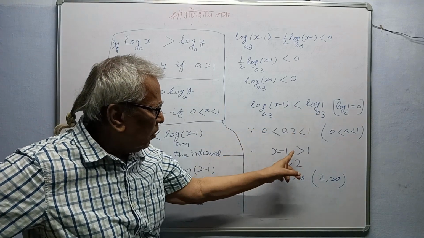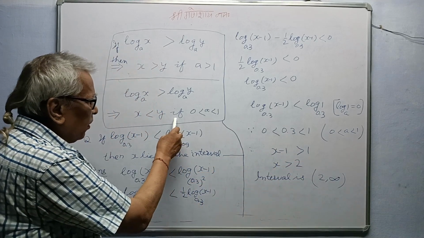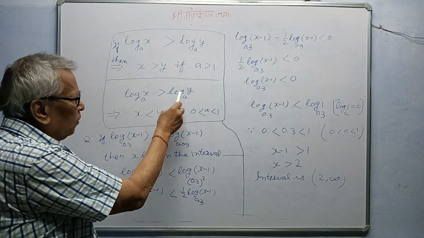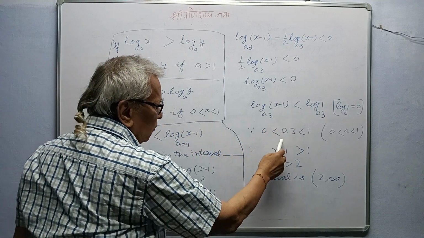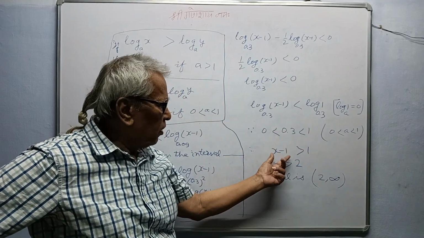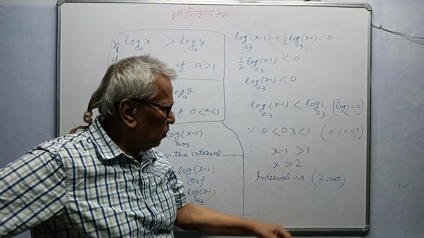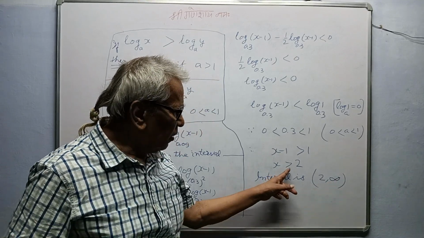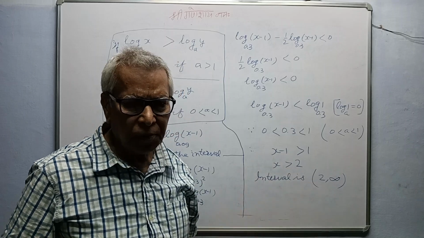So x minus 1 will be greater than 1, like this formula. Greater than changes to less than, and less than changes into greater than. So x minus 1 is greater than 1, so x is greater than 2, therefore the interval is 2 to infinity, open interval. Great. This is an open interval. Thank you.